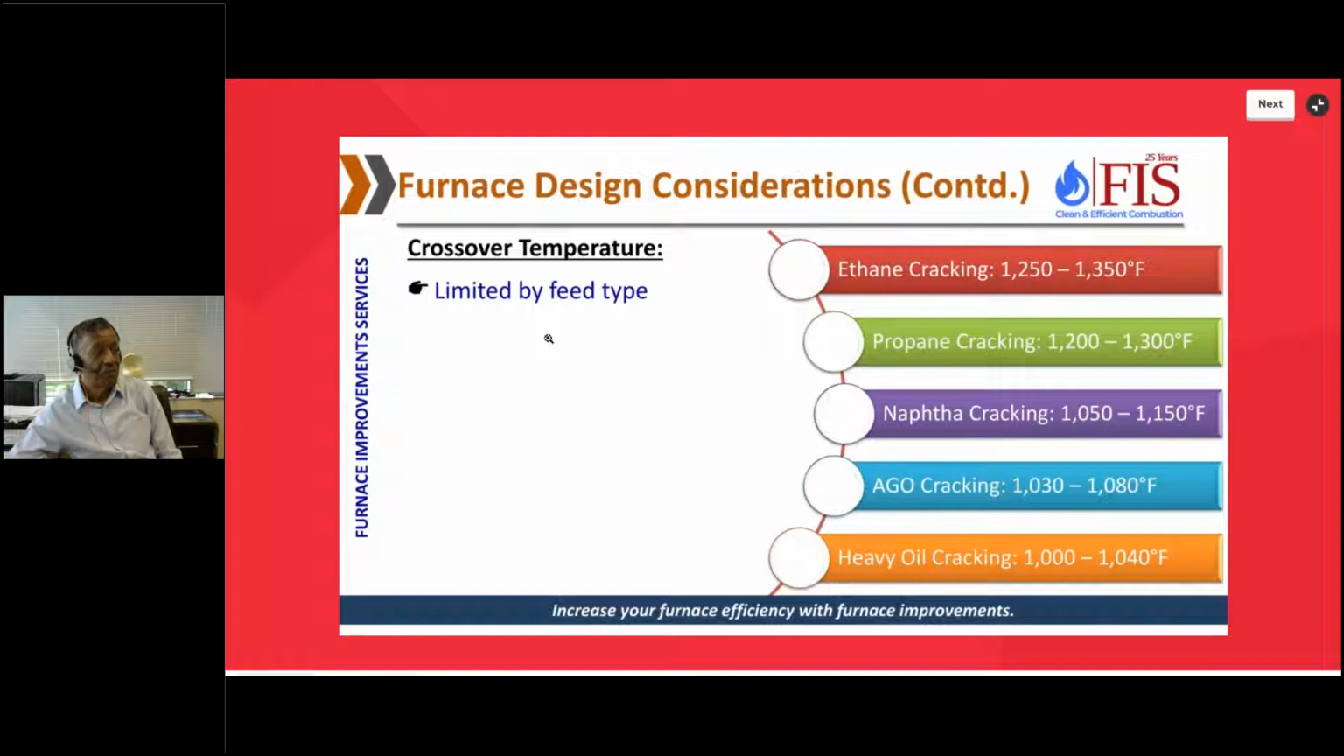So as I said, crossover temperature, we're talking of ethane cracking, propane cracking. Naphtha is much lower, gas oil is even lower, heavy oil is even lower. So you can see how it is increasing as the feed becomes lighter, limited by the feed. And the reason is because if you heat it even further, then it will start coking.